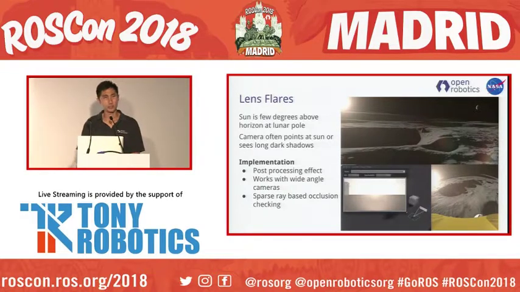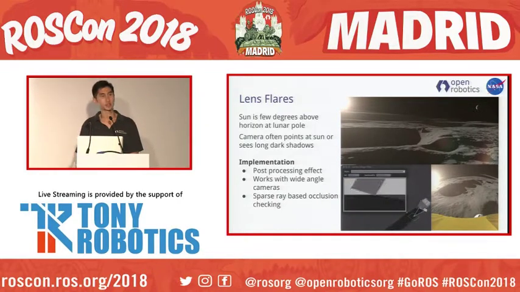As mentioned before, the sun lighting is very important. Typically the sun is only a few degrees above the horizon, so you get a situation where the camera points or looks at the sun quite a bit. And then you get this strong glare, and we want to model these effects. So we added lens flares to Gazebo.